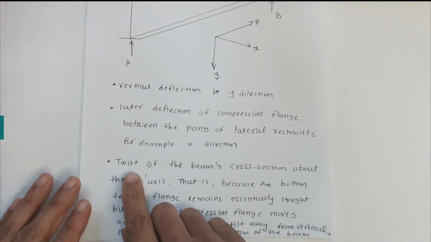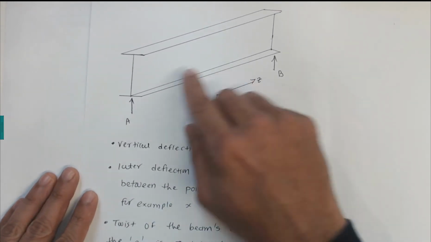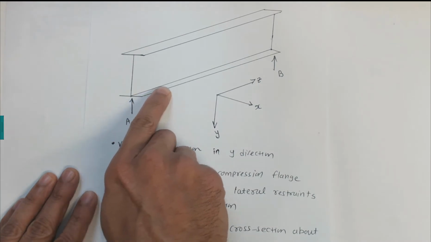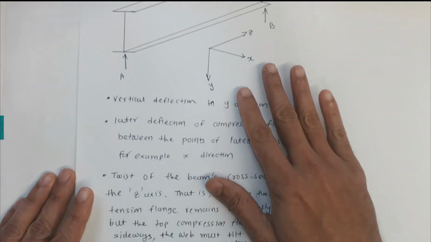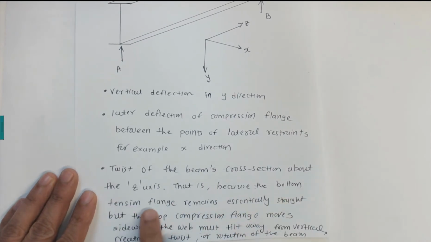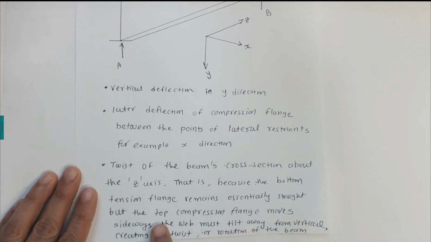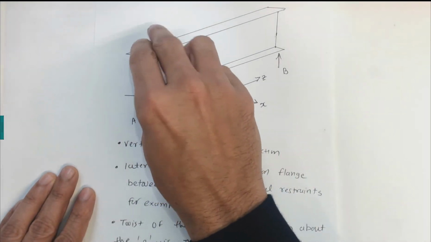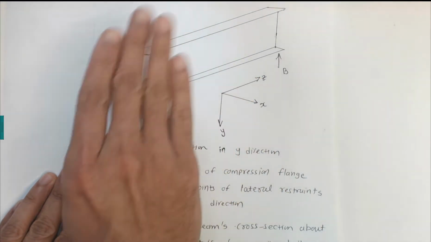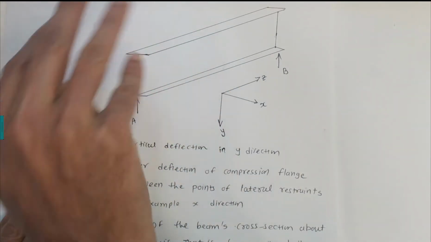The next movement is the twist of the beam cross section about the z axis. If you think of this one, the bottom flange is straight, but this flange tries to twist. Because the bottom flange remains essentially straight, but the top compression flange moves sideways, the web must tilt away from the vertical, creating a twist and rotation of the beam. So third is the twisting of this compression flange about the z axis.